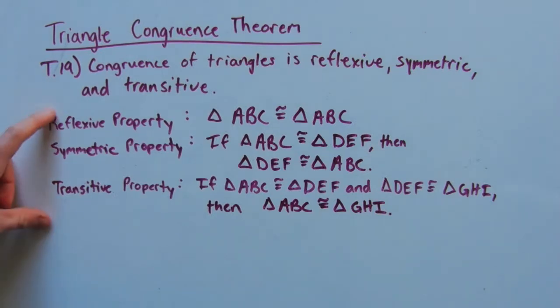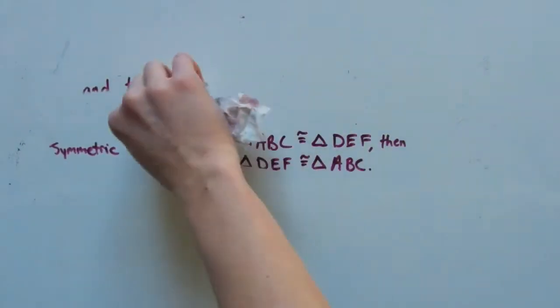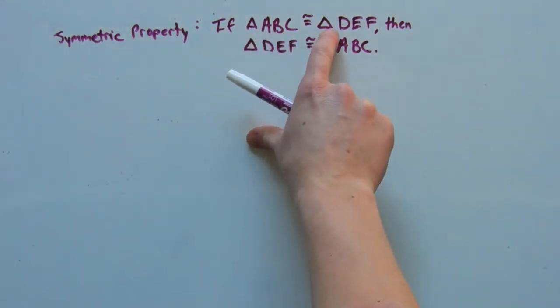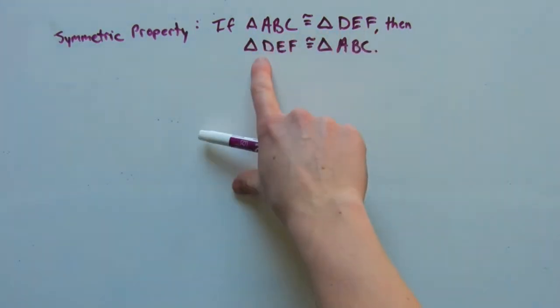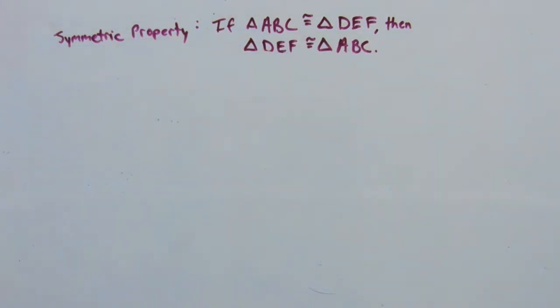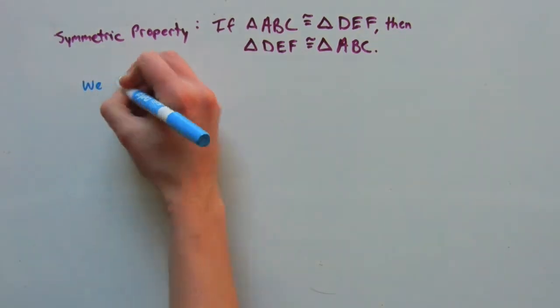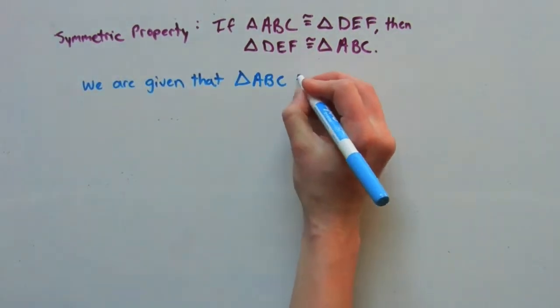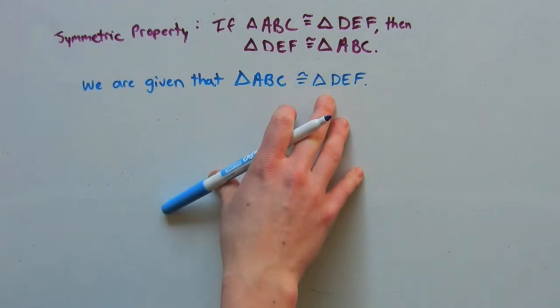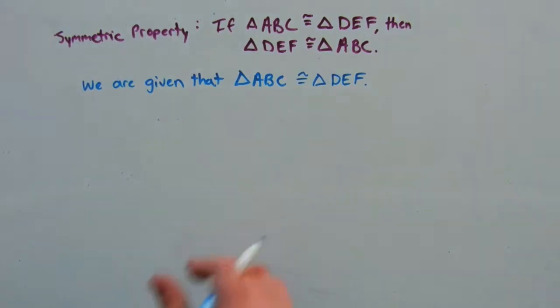And I'm going to prove one of these properties for you. Let's go ahead and prove the symmetric property. So given triangle ABC is congruent to triangle DEF, we need to prove that triangle DEF is congruent to triangle ABC. And I'll do a paragraph proof for this. Now remember the definition of congruent triangles. If two triangles are congruent, then all of their parts are congruent.